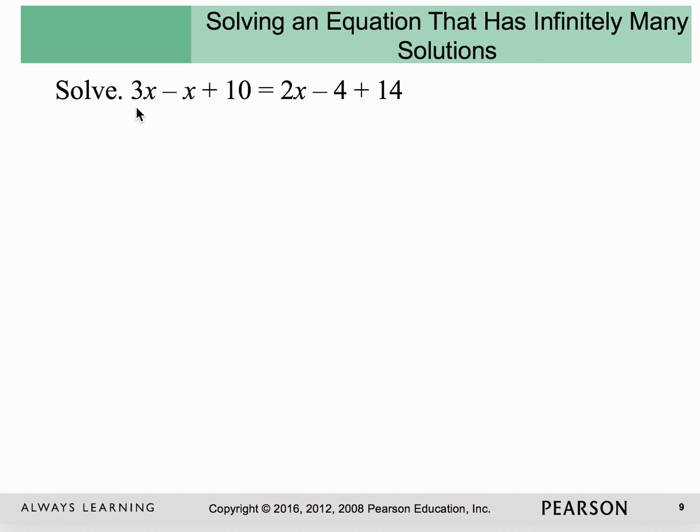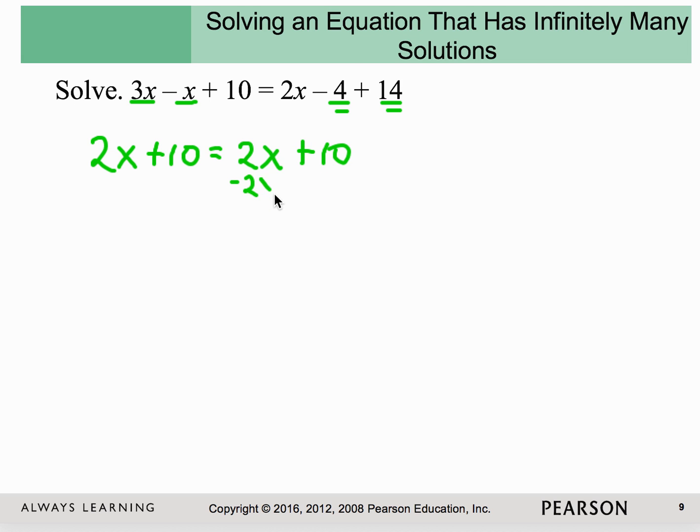Okay, no fractions, no parentheses. So the first step in this problem is to simplify each side. 3x minus x is 2x plus 10. And over here I've got a couple of constants, right? So 2x minus 4 plus 14 is 10.